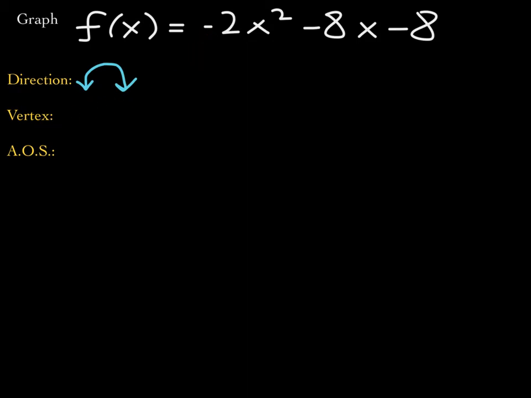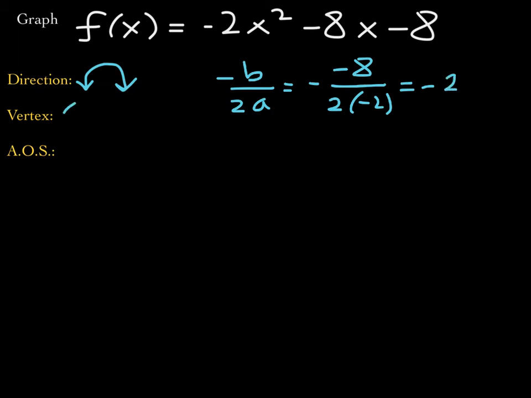Now, in order to figure out the vertex, I'm going to use the vertex formula. So I'm going to do negative b over 2a. So it's negative 8 over 2 times negative 2. Now, there's a total of 3 negatives here, so the whole thing is negative. And 8 divided by 4 is 2. So the vertex starts as negative 2, comma, something.